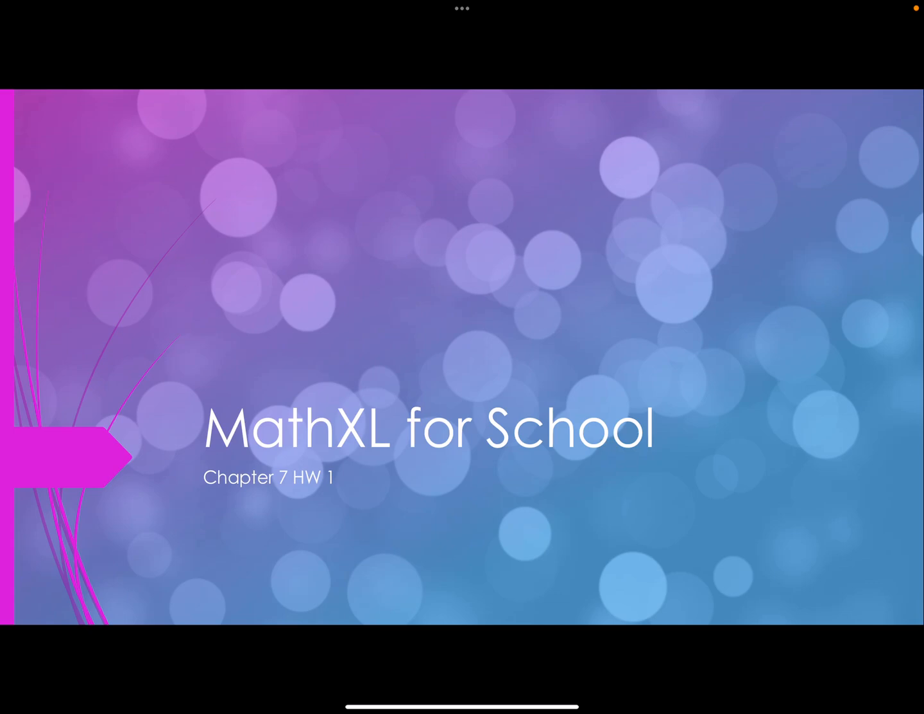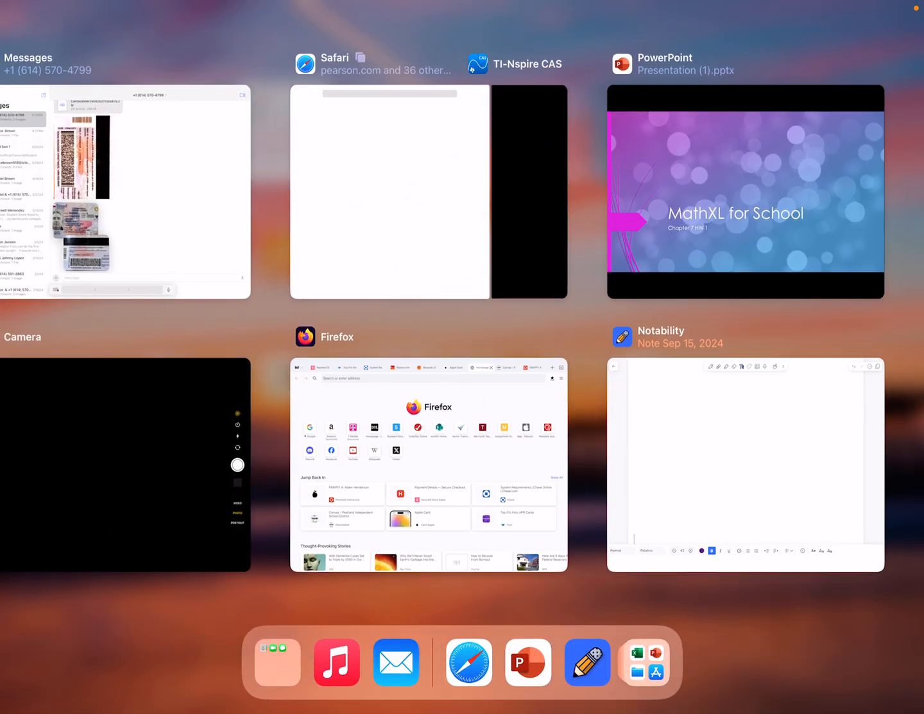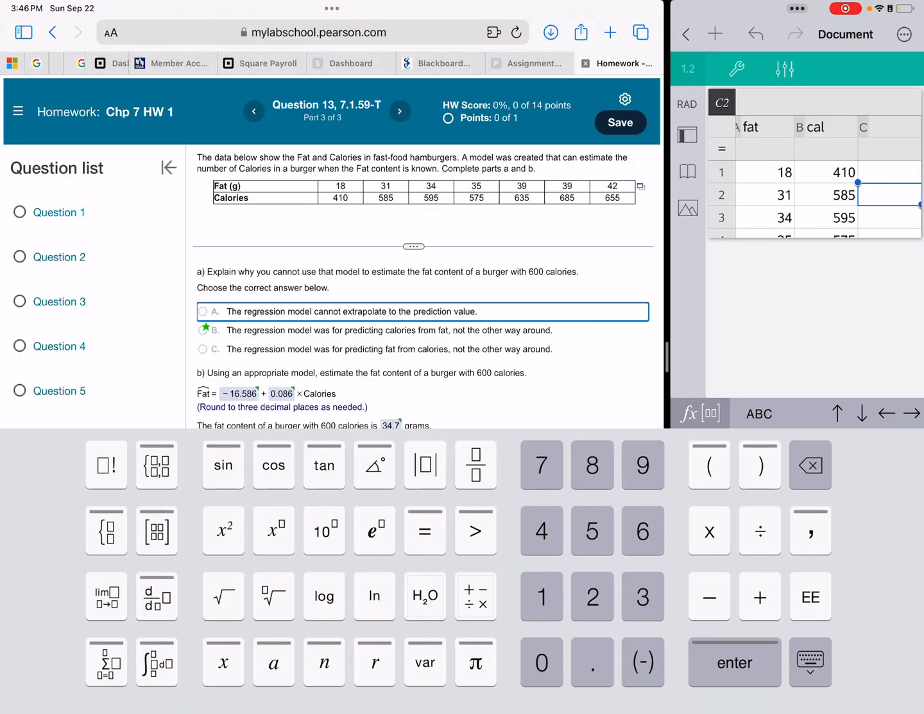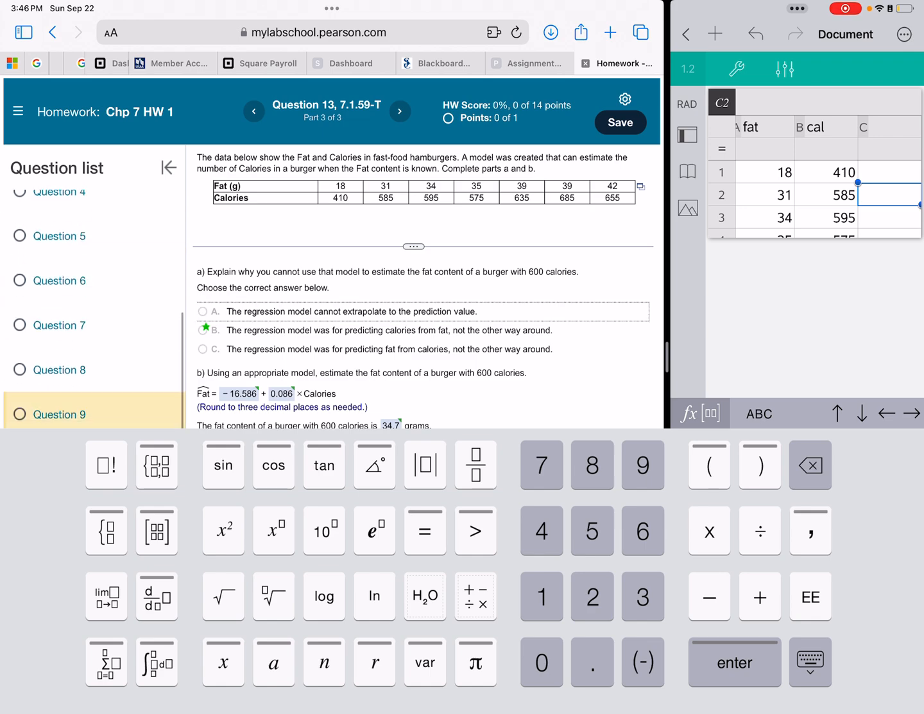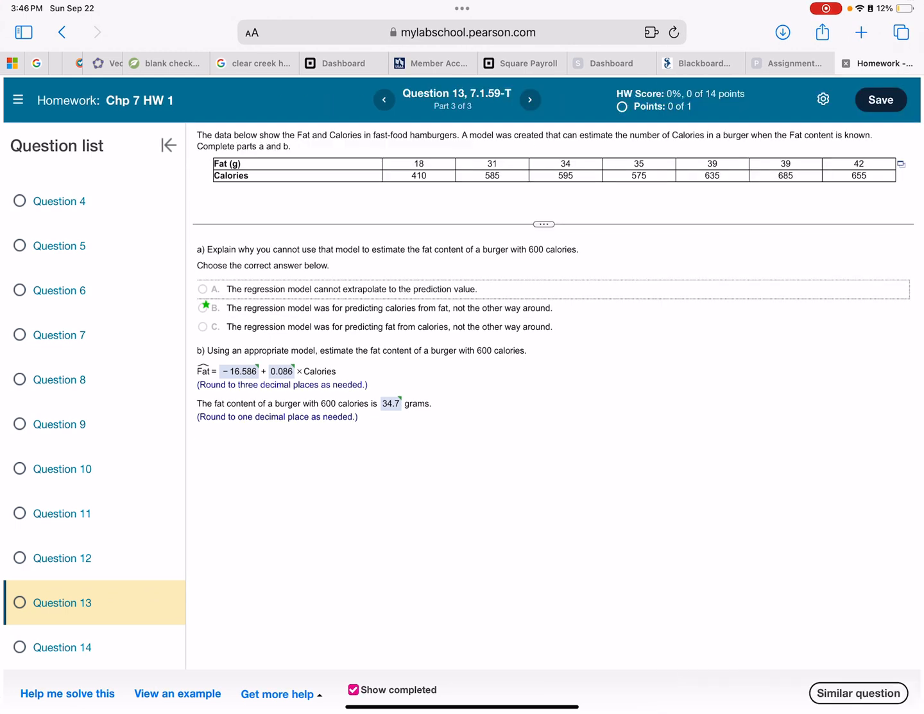For school, chapter 7, homework 1. Okay, so let's look at this problem here, which is the second to last problem, question number 13.